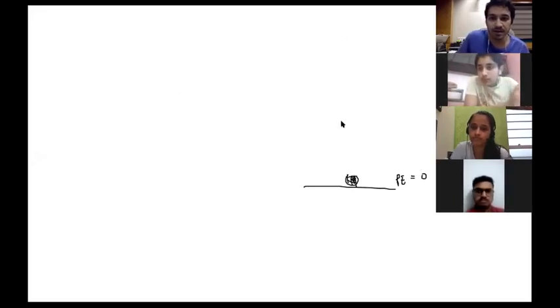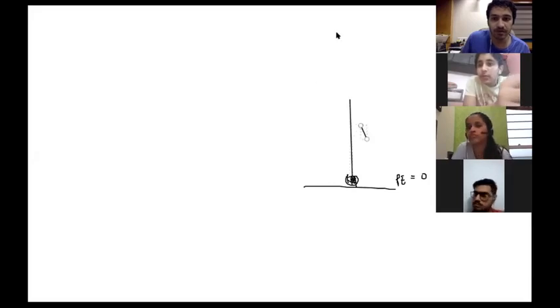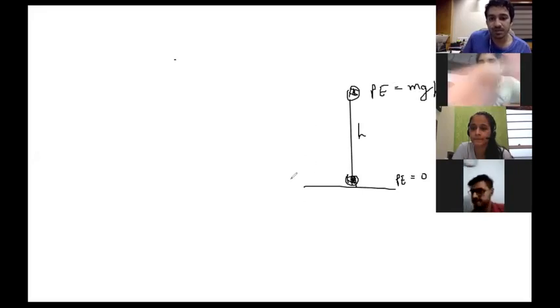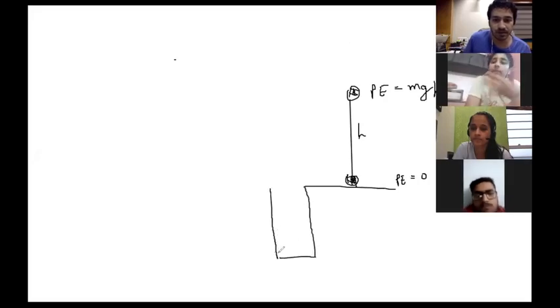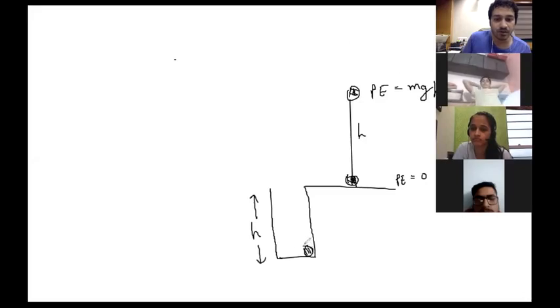And now if I take this ball up to a certain height h, and then if I ask you the potential energy, mgh. Potential energy is mgh. ये तुम लोग सबको पता है. Now tell me this: suppose मैं इस बॉल को एक गड्ढे में ले जाऊं, right, and let's say this pit is of depth h. Can you tell me what will be the potential energy of the ball here?